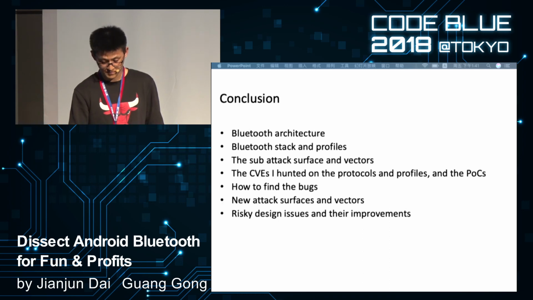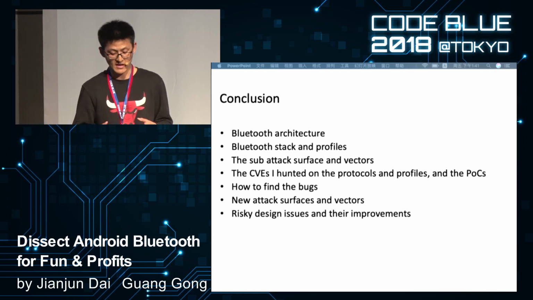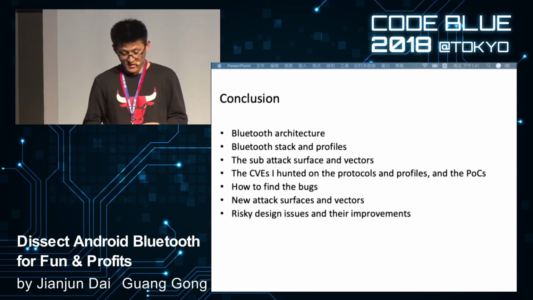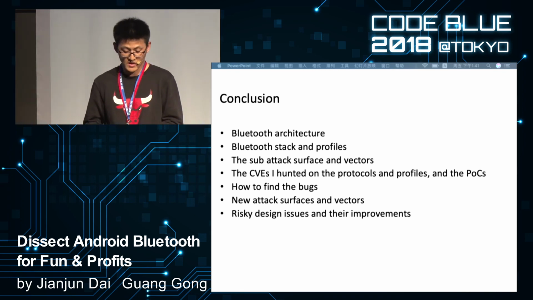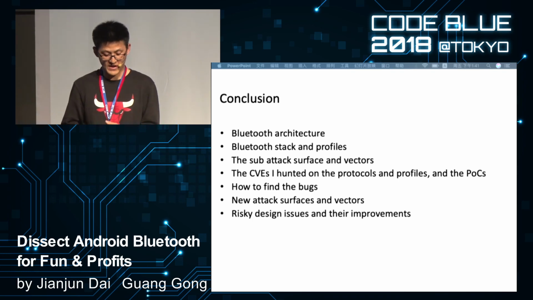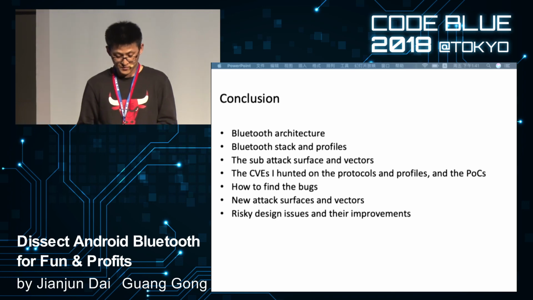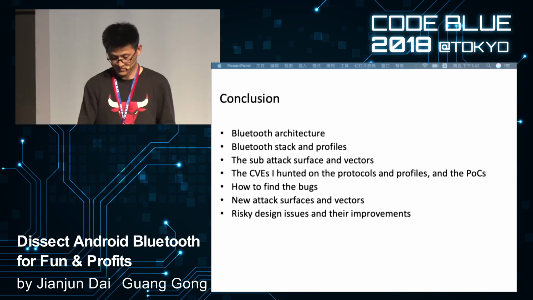So, okay, let's make a conclusion. In this talk, I introduced the Bluetooth architecture, Bluetooth stack and profiles, the attack services and vectors, the bugs I hunted in Bluetooth protocols and profiles, and the POCs. I also talked about how to find the bugs and new attack services and vectors, risky design issues, and other improvements.